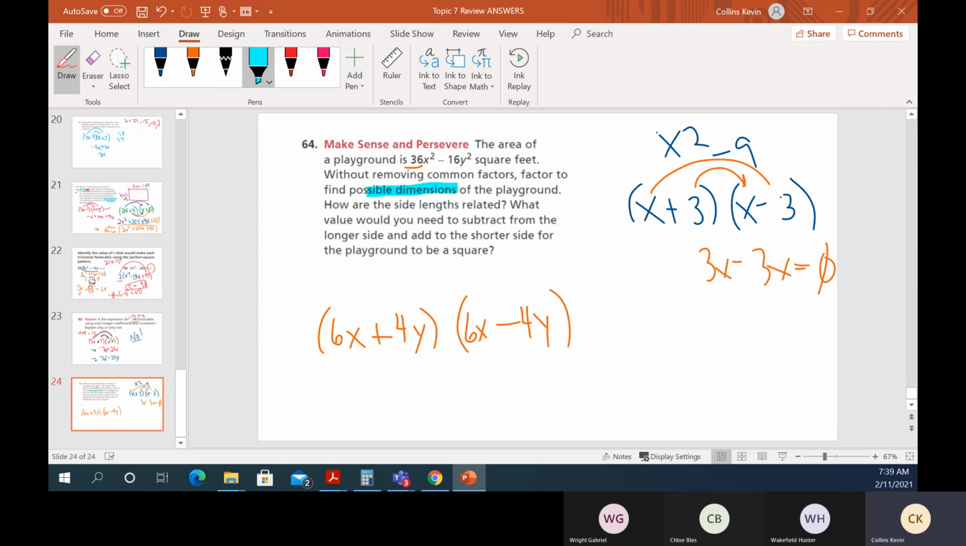All right, got that, check. For the playground, it says, how are the two side lengths related? Well, one, they're adding the 4y, and one, they're subtracting the 4y. But the 6x is the same, right? So it's just saying one is this much bigger and the other one's that much smaller. So it says, what value do you need to subtract from the longer side and add to the shorter side for the playground to be square?